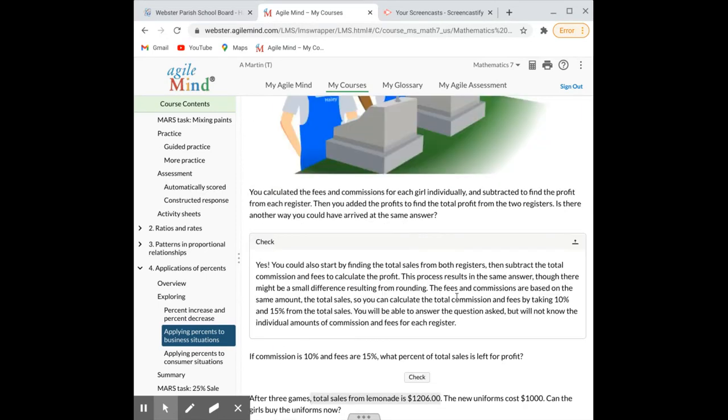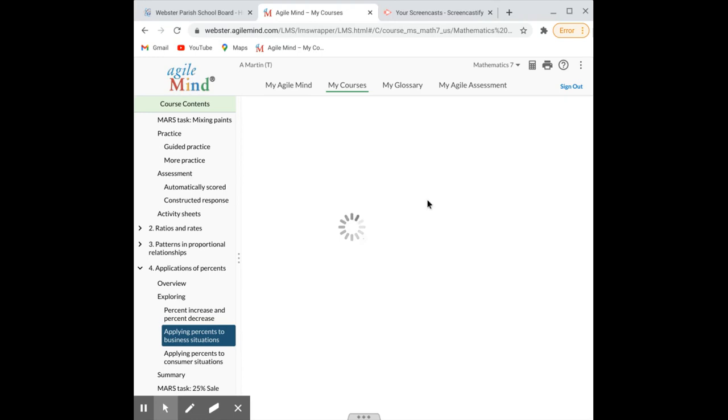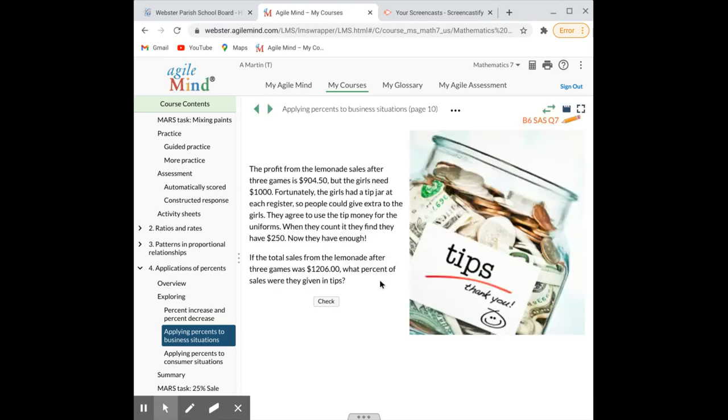So let's take a look at page 10. Read what page 10 says right there for us, please, Tamarian. Can you read that, Tamarian? Yeah, I want you to read the whole thing.